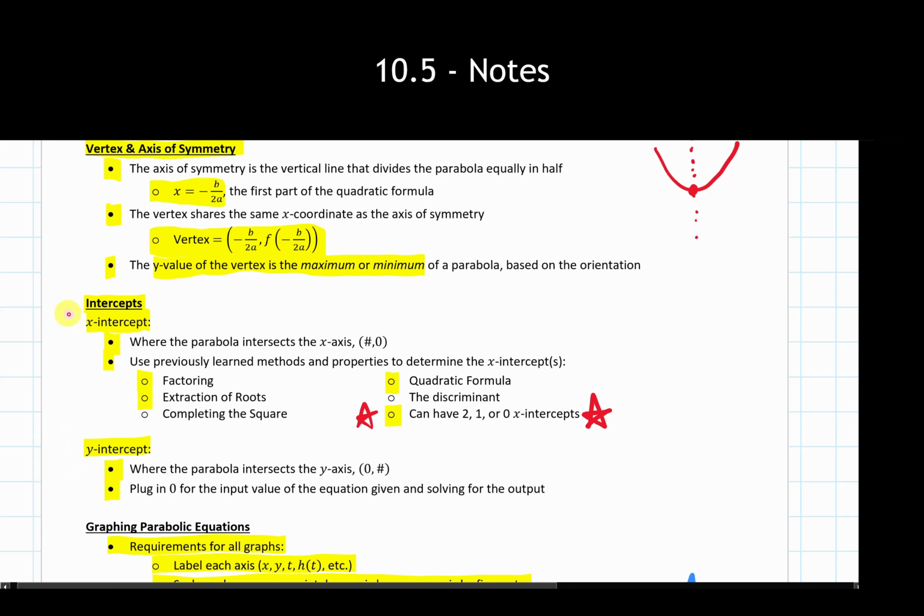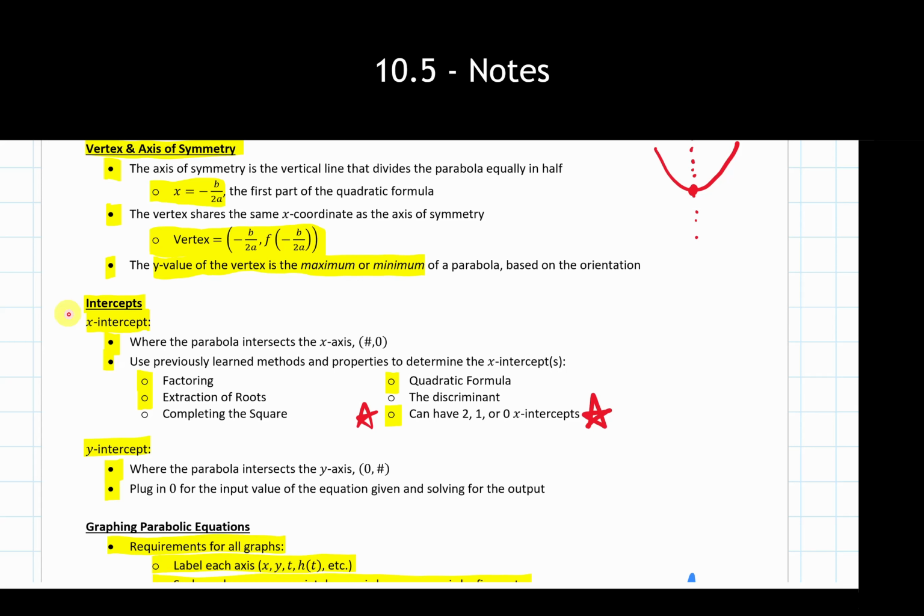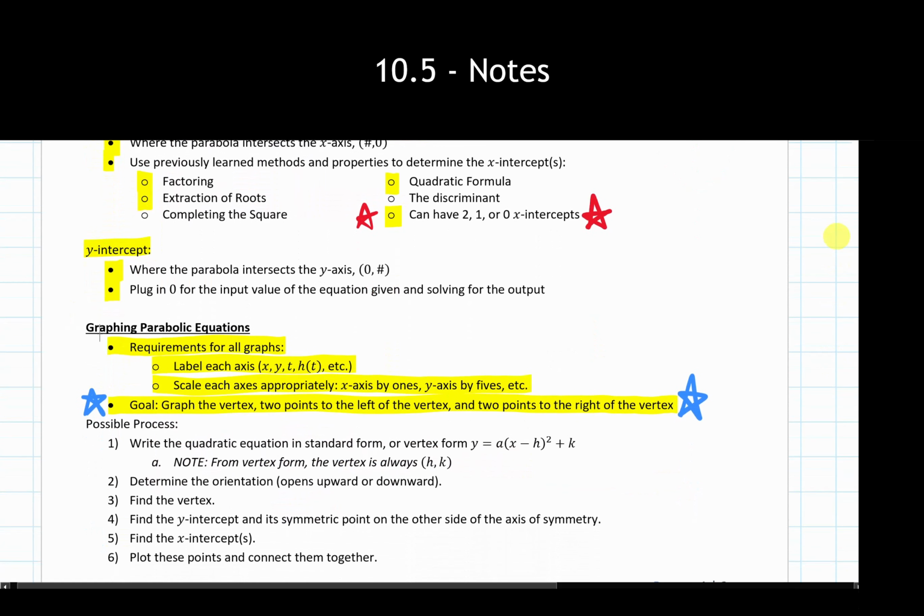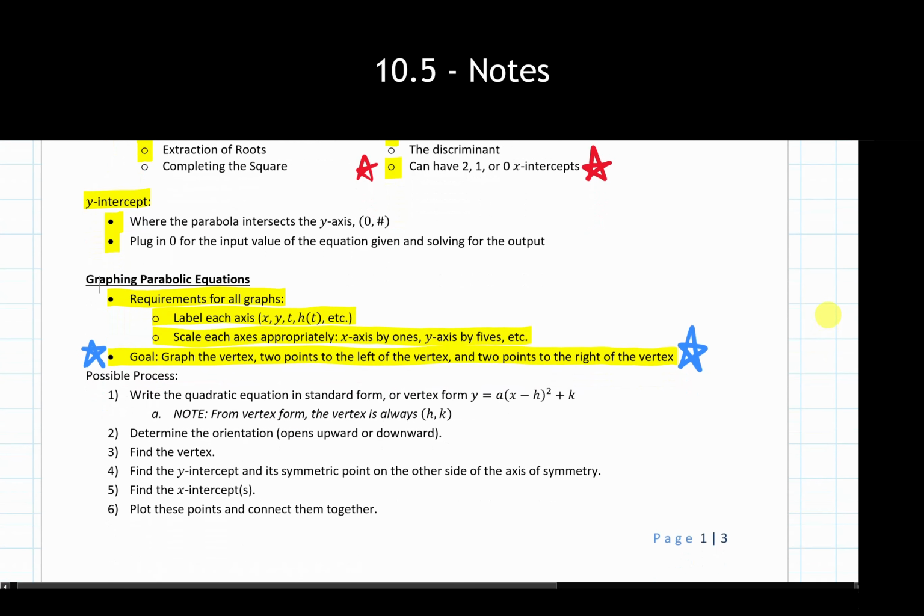Now, our last part here is basically just touching on this material just for the sake of noting it, but we are going to go into more examples of how to analyze graphs rather than going through and graphing these things. So if you are going to graph a parabolic equation, there are some requirements that we need for graphing pretty much anything. We want to make sure we're labeling our axes. This is x and y, this is t, this is h of t, this is a, this is b, something like that. And then make sure we have the axes scaled appropriately.